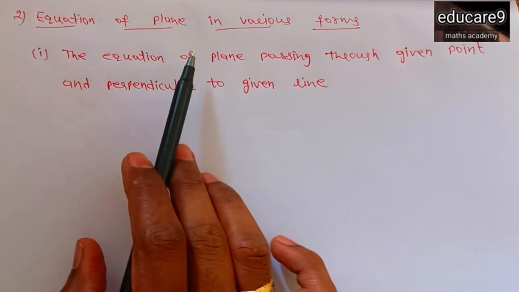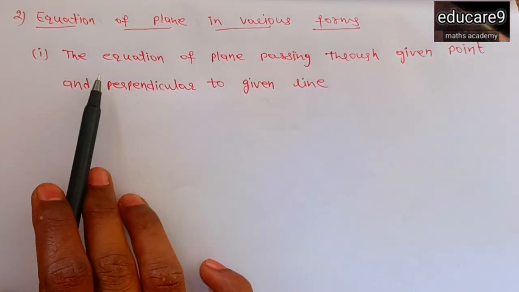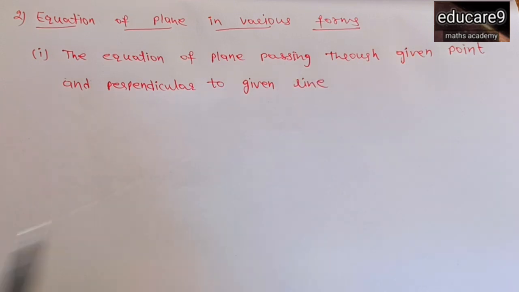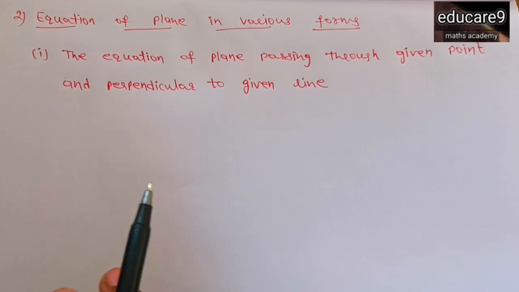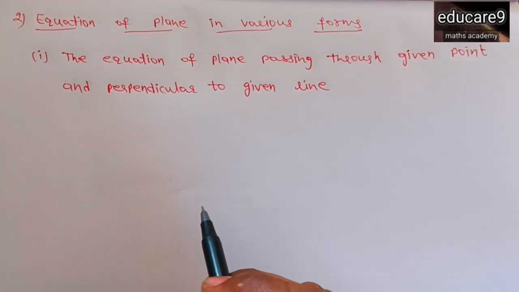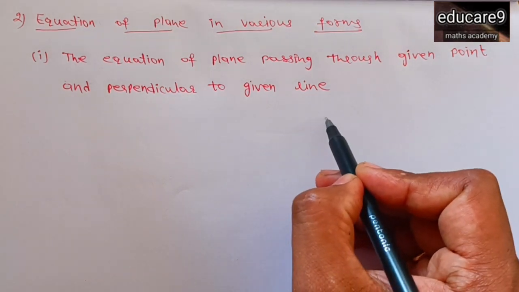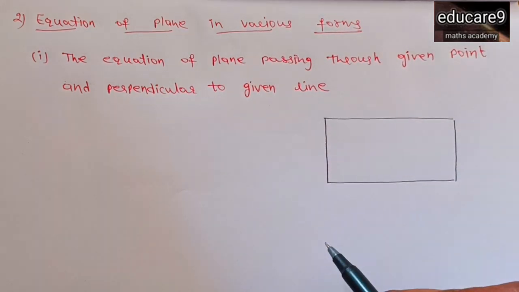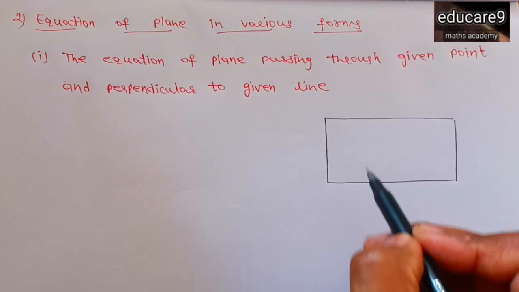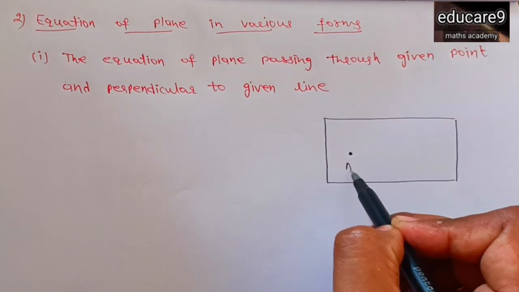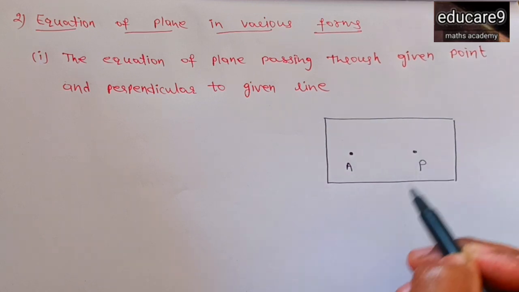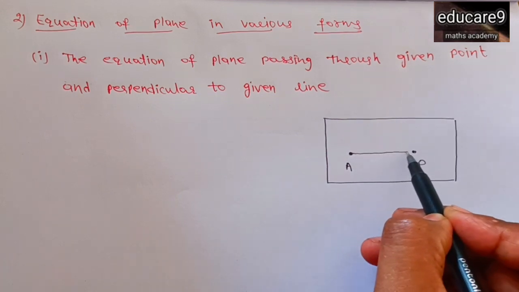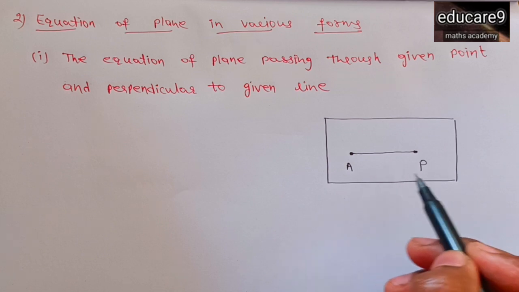Next, the second topic: equation of a plane in various forms. First, the equation of the plane passing through a given point and perpendicular to a given line. For this we have to find the equation of the plane. We already discussed that a plane is a surface, so we can consider any surface. Let us consider any 2 points on the plane, the point A and P. The line joining these 2 points lies entirely on the same surface, so it represents a plane.